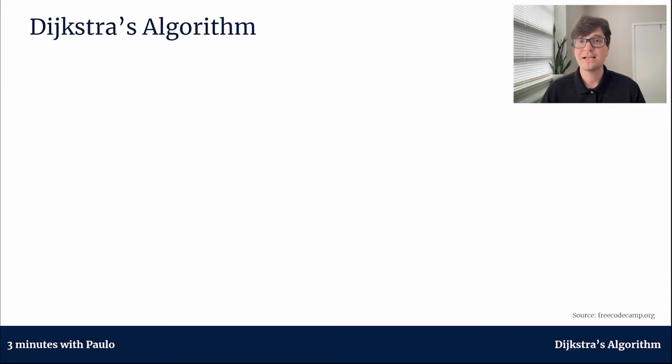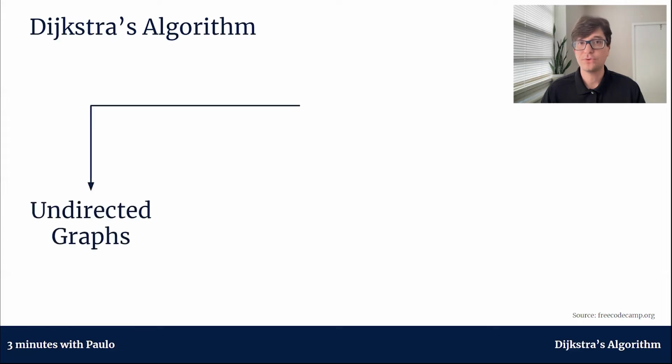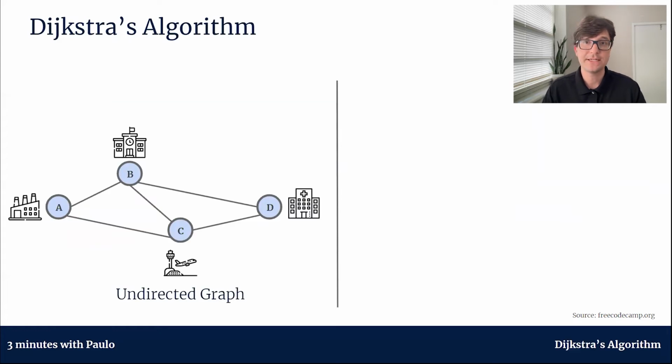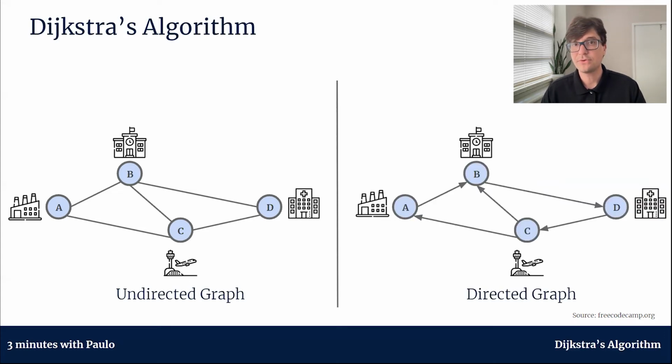We can also classify graphs as undirected or directed. An undirected graph is one in which for every pair of connected nodes you can go from one node to the other in both directions. A directed graph, however, is one in which for every pair of connected nodes you can only go from one node to another in a specific direction. To represent directed edges, we can use arrows instead of simple lines.